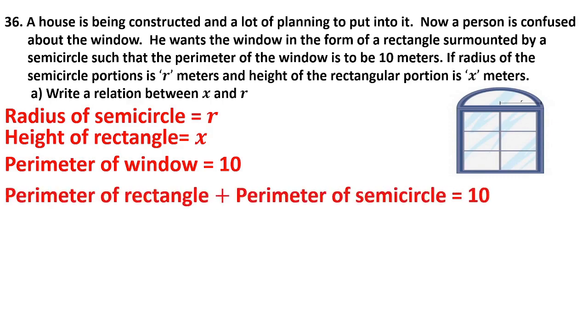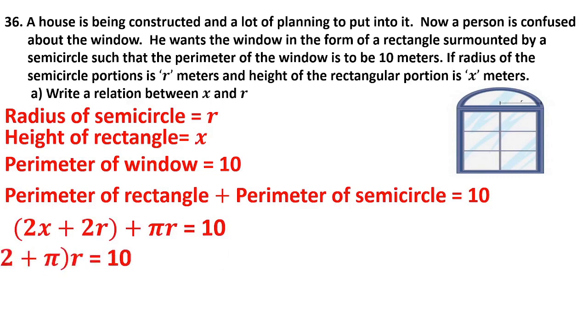What is the meaning of perimeter? It is the perimeter of the rectangle plus perimeter of the semicircle. It is 2x plus 2r plus pi r. 2x plus 2r is the perimeter of the rectangle, pi r is the perimeter of the semicircle.